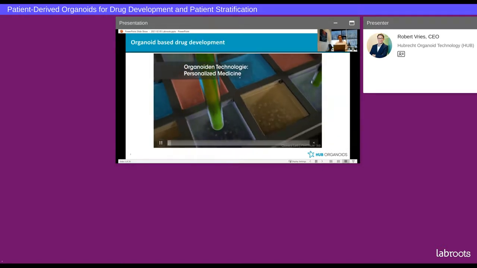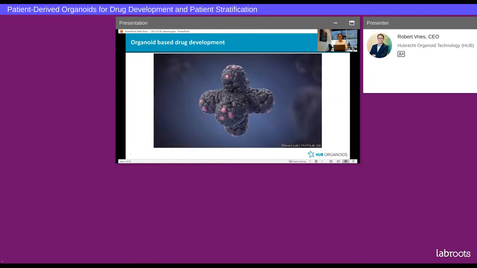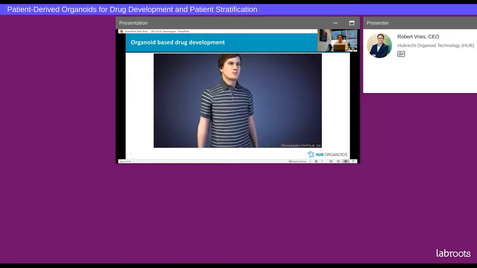So this is, as said, we started with the intestine, and having these intestinal stem cells, we then started working on other organs. The epithelial systems, epithelial stem cells, turned out to be fairly similar between cell types, between organs.